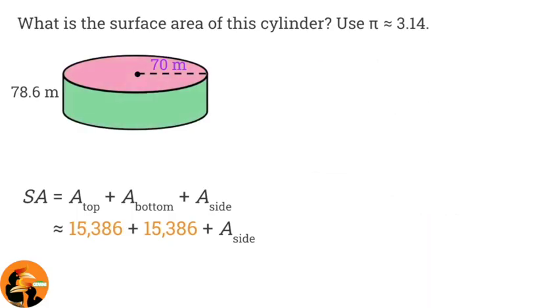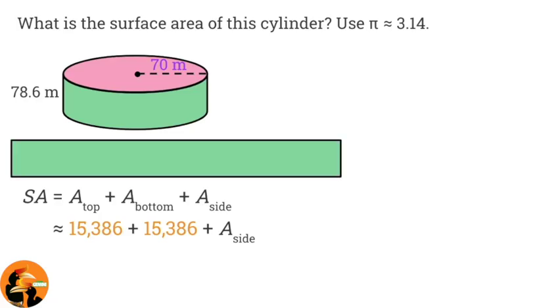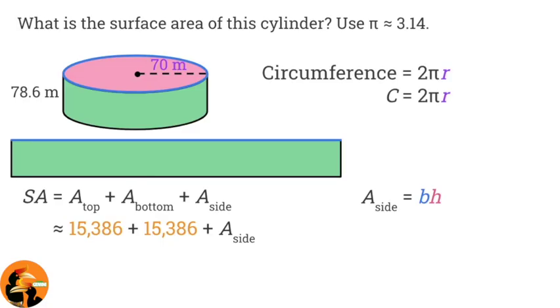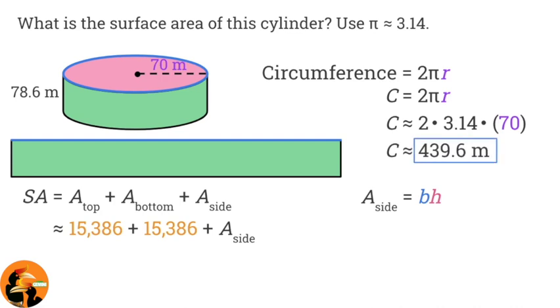Let's move on to the side of the cylinder. How can we find its area? Well, if you imagine unrolling the cylinder's curved side, like the label on a can of soup, you will see that the side is actually a rectangle. You'll also notice that the base of the rectangle is the same length as the circumference of the circle. We can calculate this length by multiplying 2 by pi and the radius, 2 pi r. Replacing pi with 3.14 and r with 70, we find that the circumference, or the rectangle's base, is approximately 439.6 meters. The height of the rectangle is the height of the cylinder, 78.6 meters.